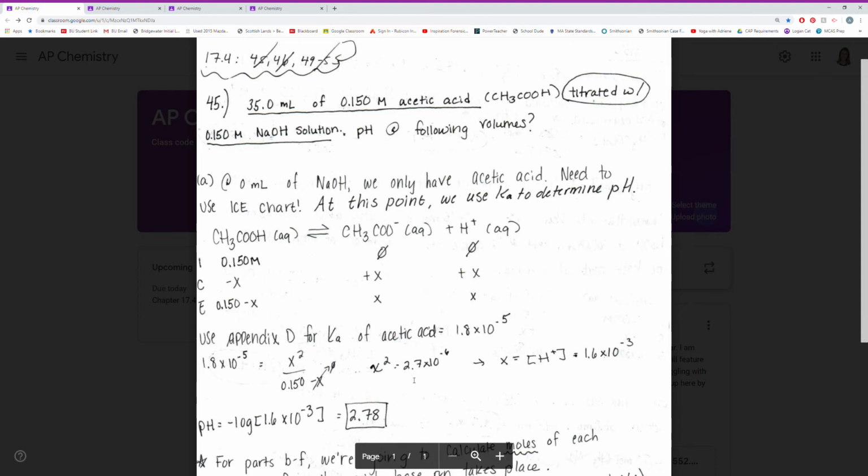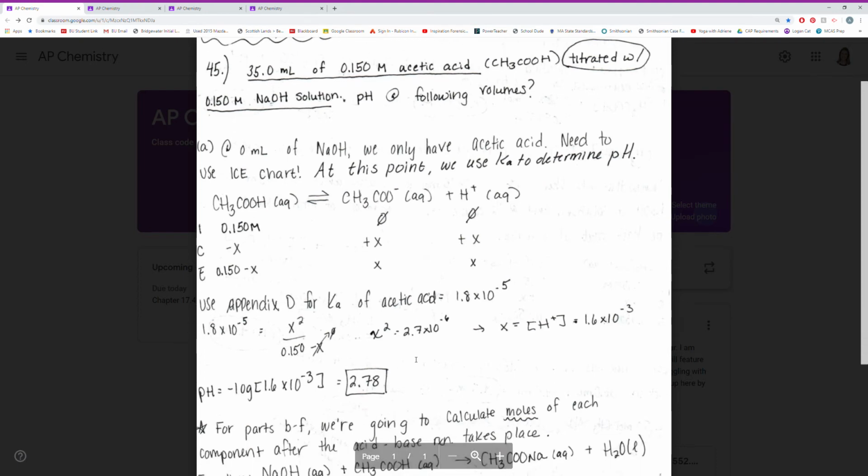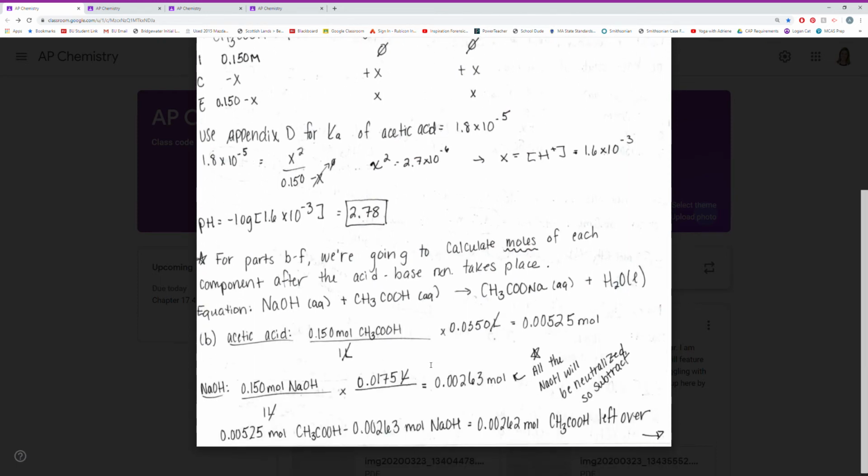So A was just like any other question that we are used to because we weren't dealing with the sodium hydroxide yet. For the rest of the problem, we have to worry about the sodium hydroxide and how much of it we have relative to how much of the acetic acid that we have.